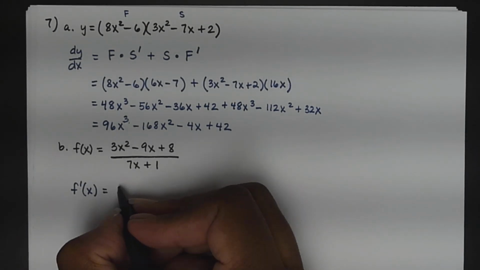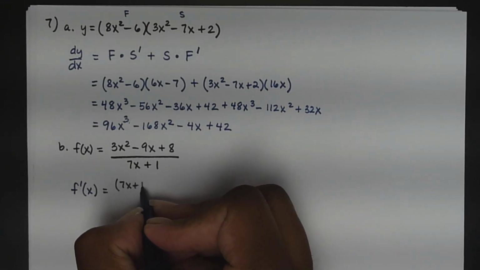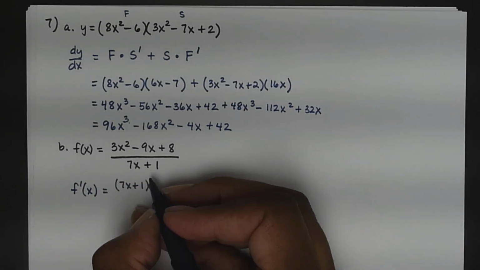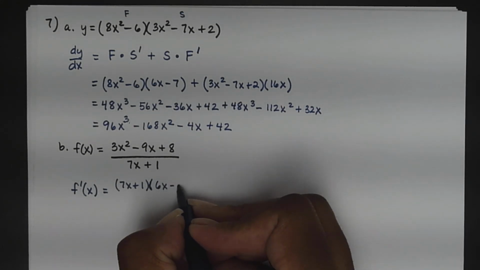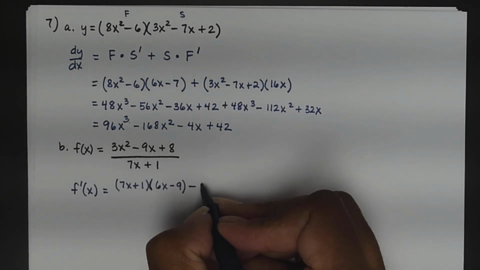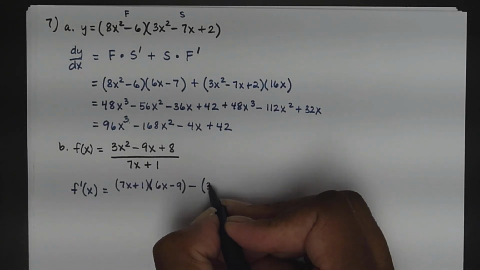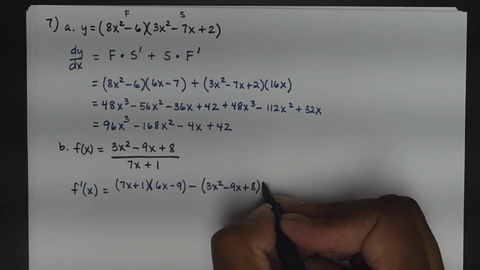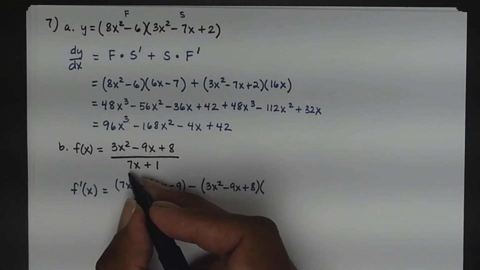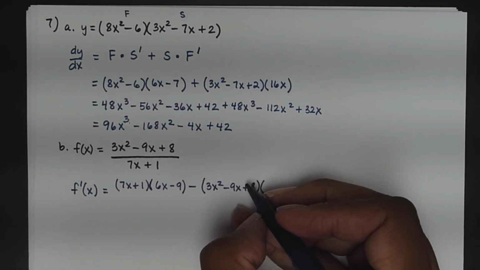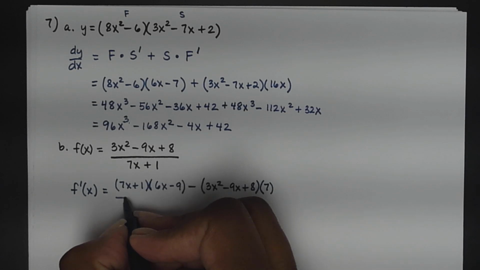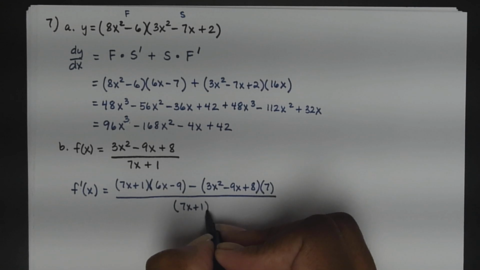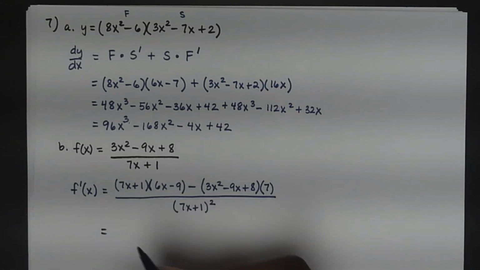The bottom, which is your denominator, that's 7x plus 1, times the derivative of the top. The derivative of 3x squared minus 9x plus 8 would be 6x minus 9, minus the top, which is going to be that 3x squared minus 9x plus 8, and I'm putting that in parentheses, times the derivative of the bottom. The derivative of 7x plus 1 is 7, divided by the square of the bottom, 7x plus 1, and that's going to be squared.